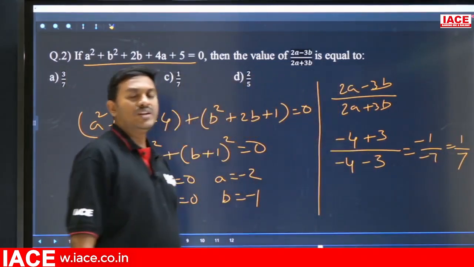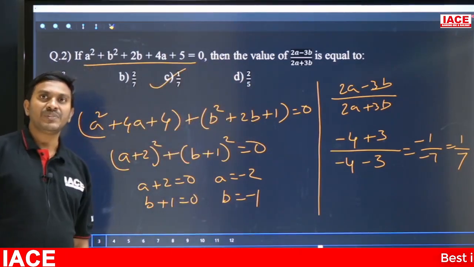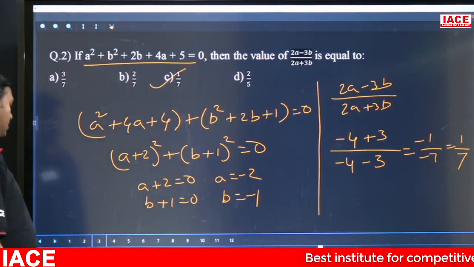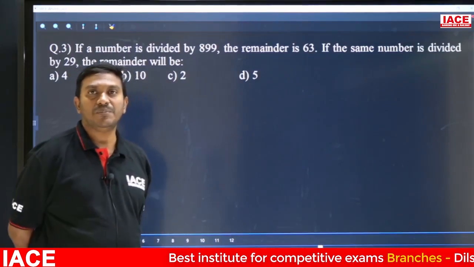So what is the ratio? The ratio is 1 by 7. So option C is the right answer. Option C is the right answer. Okay, right. Then question number 3. Again, it's a number system question.